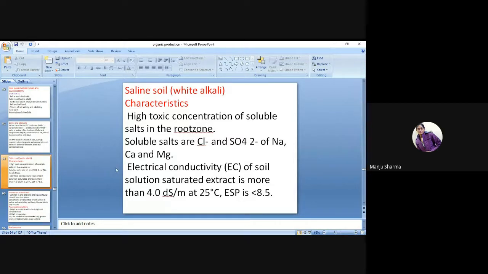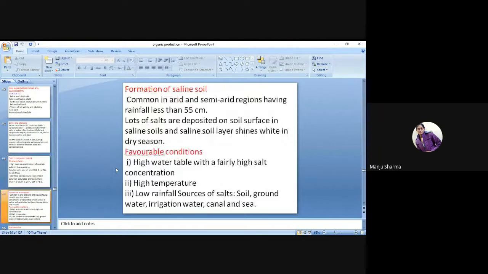So how is saline soil formed? Saline soil is common in arid and semi-arid regions which have rainfall less than 55 centimeters. Loads of salts are deposited on the soil surface in saline soil, and the saline soil layer shines white in dry season.